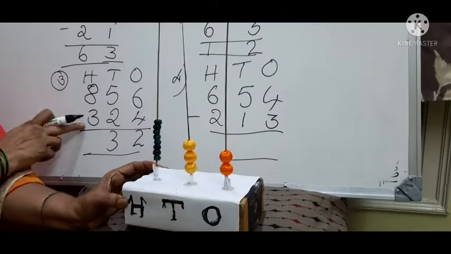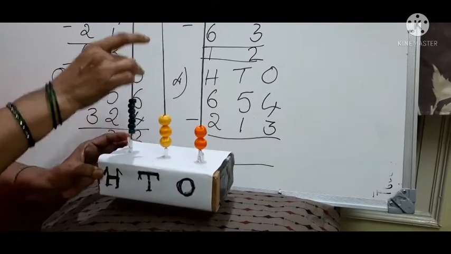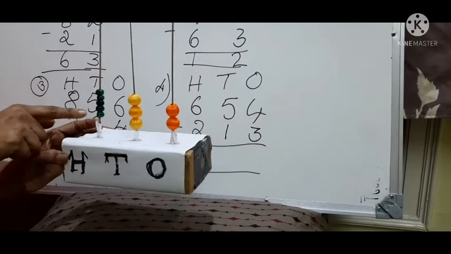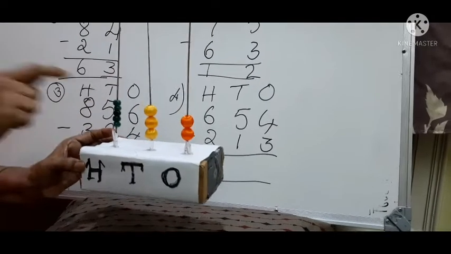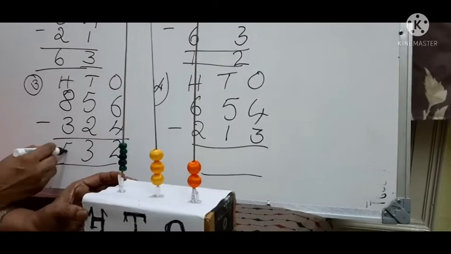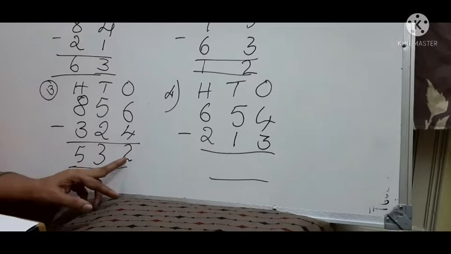Then 8 minus 3. 8 minus 3 is 5. How many are remaining? 1, 2, 3, 4, 5. Now the answer is 532.